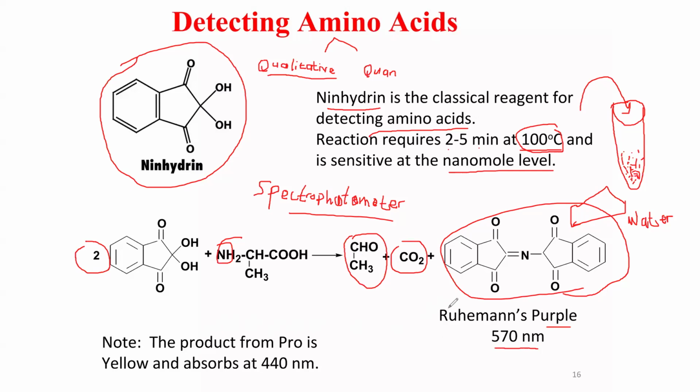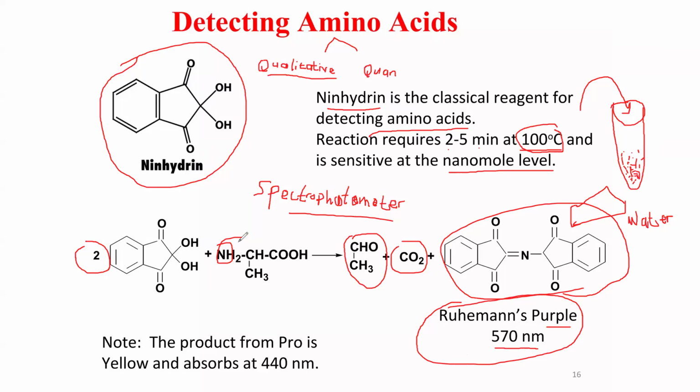So it means that if you measure the absorbance at 570 nanometer and you are able to get the absorbance, that means that you have an amino acid. And if it did not absorb at this, it means that the amino acid is not there. Why? Because if there is no amino acid, there will not be linkage between these two ninhydrin reagents.